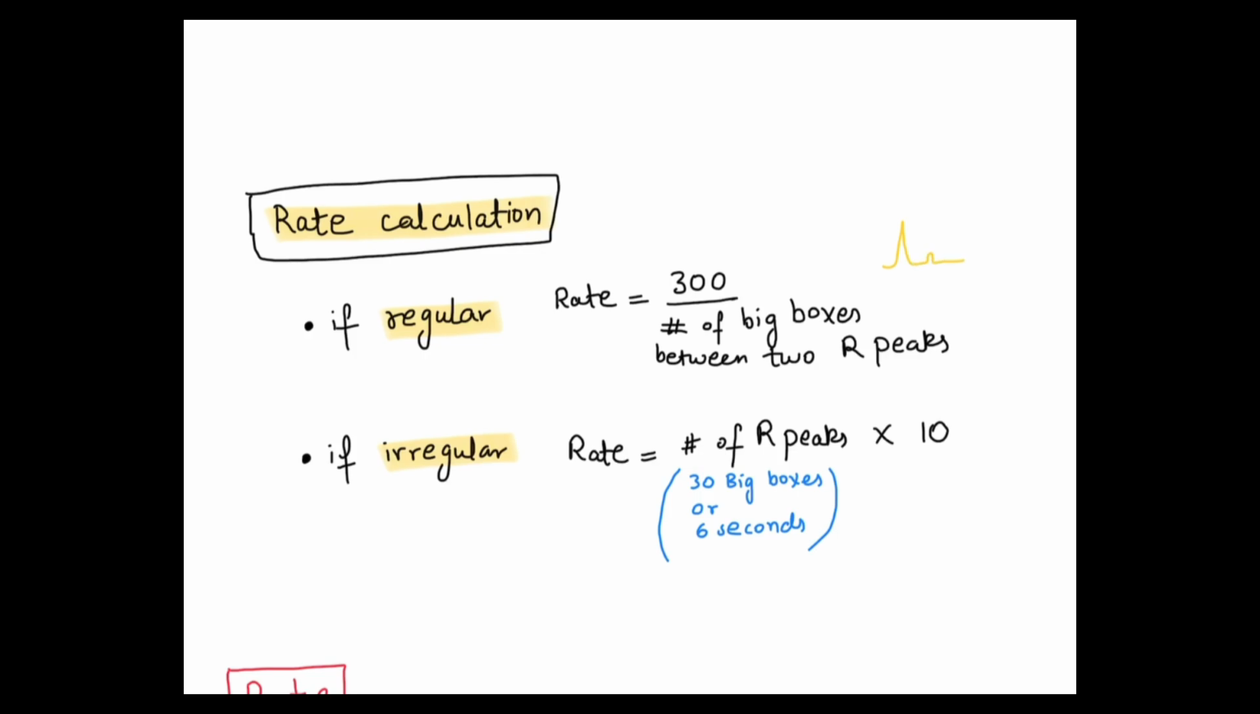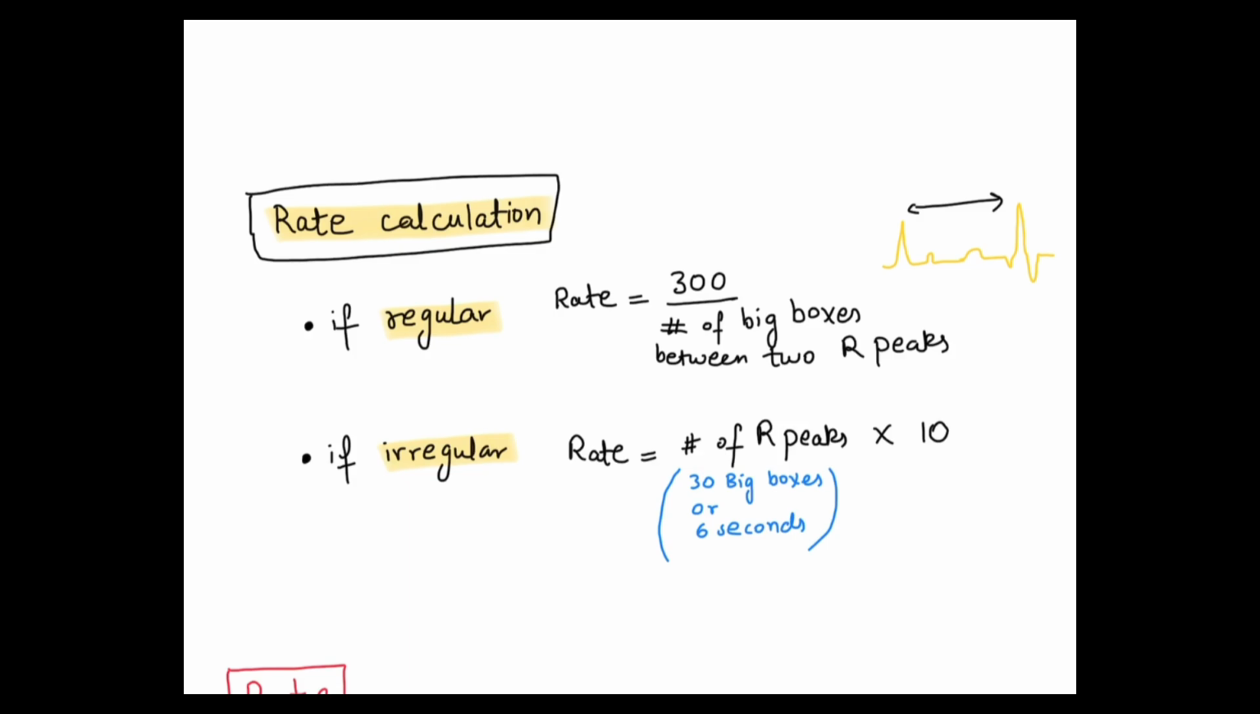And here is a rough ECG if we can see it. So let's say these two upward notches are R peaks, and the number of big boxes between two R peaks, we can just calculate them and divide 300 by that.